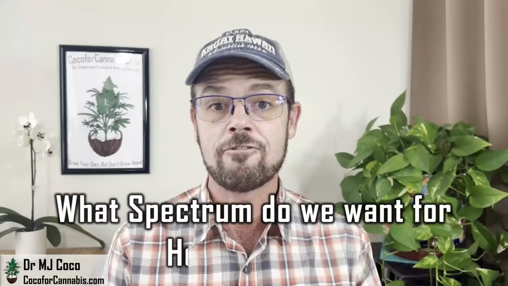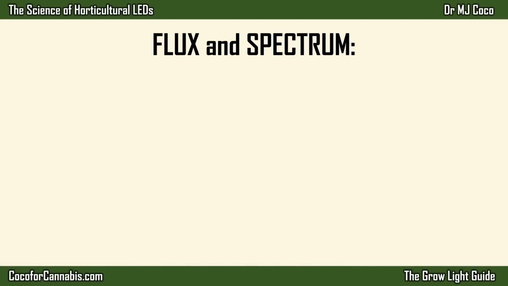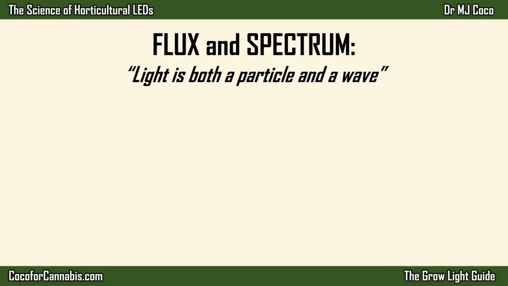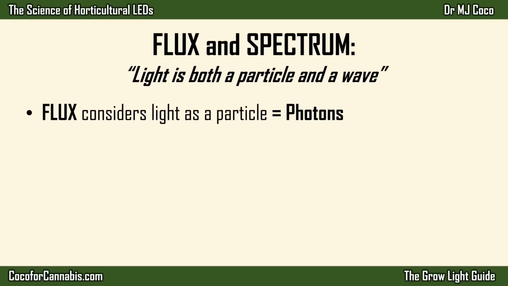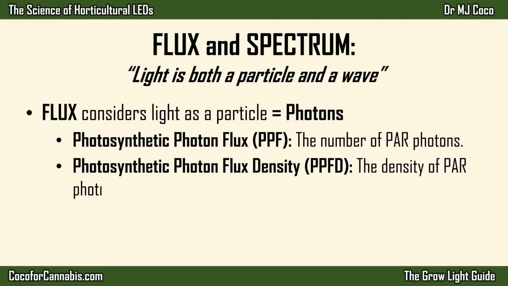What spectrum do we want for horticulture? There are actually two properties of light, flux and spectrum. As physicists say, light is both a particle and a wave. And as growers, we need to understand both. Flux considers light as a particle, photons. In horticulture, we measure the photosynthetic photon flux, PPF, which is the number of PAR photons, 400 to 700 nanometers. And we measure the photosynthetic photon flux density, PPFD, which is the density of PAR photons at a particular spot.